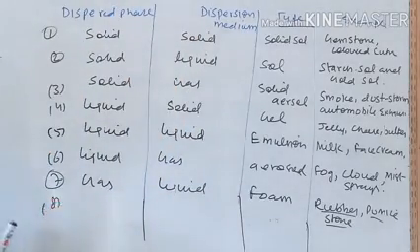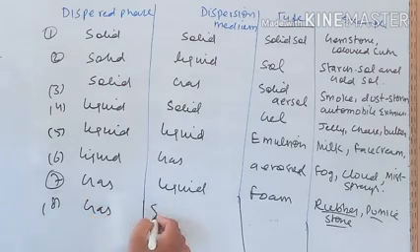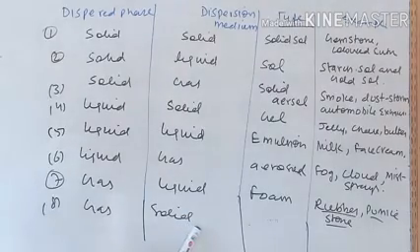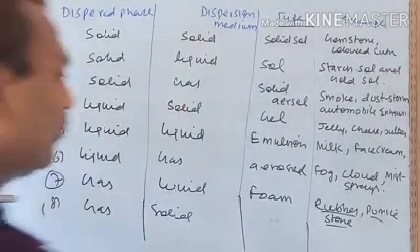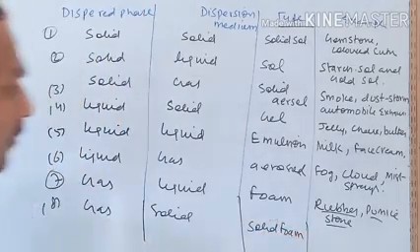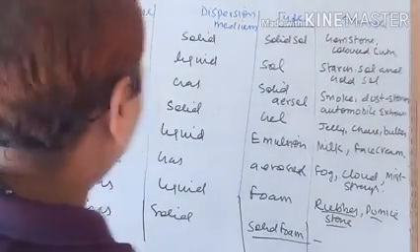Then the next form: gas and solid. If this is a combination of gas and solid, it is known as solid foam. Consider what the examples are: pumice stone, rubber, sponge, bread. They are called solid foam.